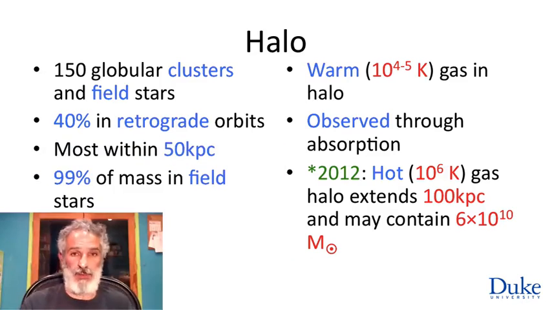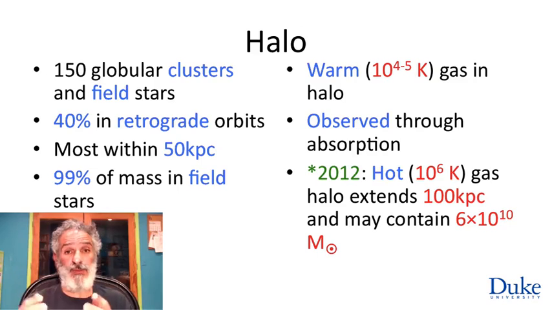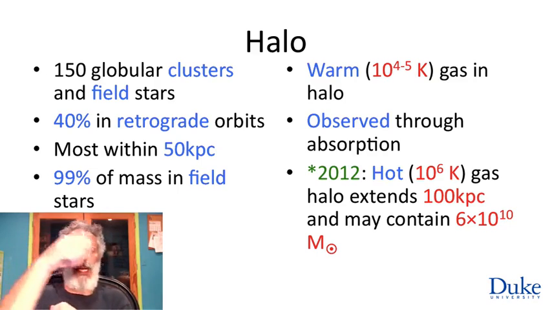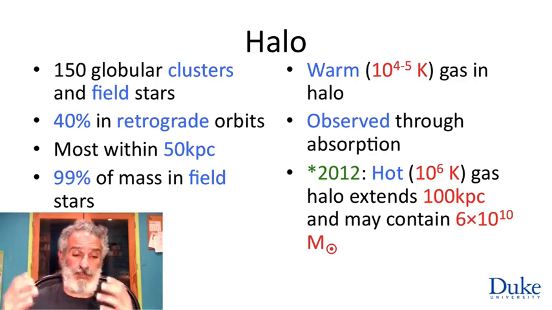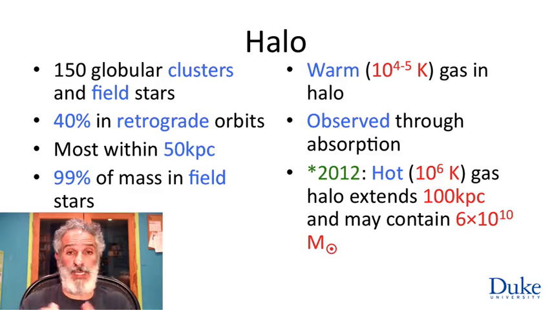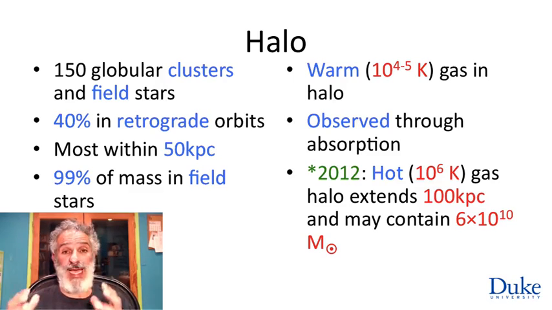So we have the disk, in its center the bulge, and around this we have a halo. The halo contains about 150 globular clusters with typical masses of up to about 1 million solar masses, and it turns out lots of field stars. So there are population 2 stars orbiting in high inclination orbits that are not part of globular clusters. In fact, we now know that 99% of the mass of the stars in the halo is outside the globular clusters. Globular clusters are a very visible minority.